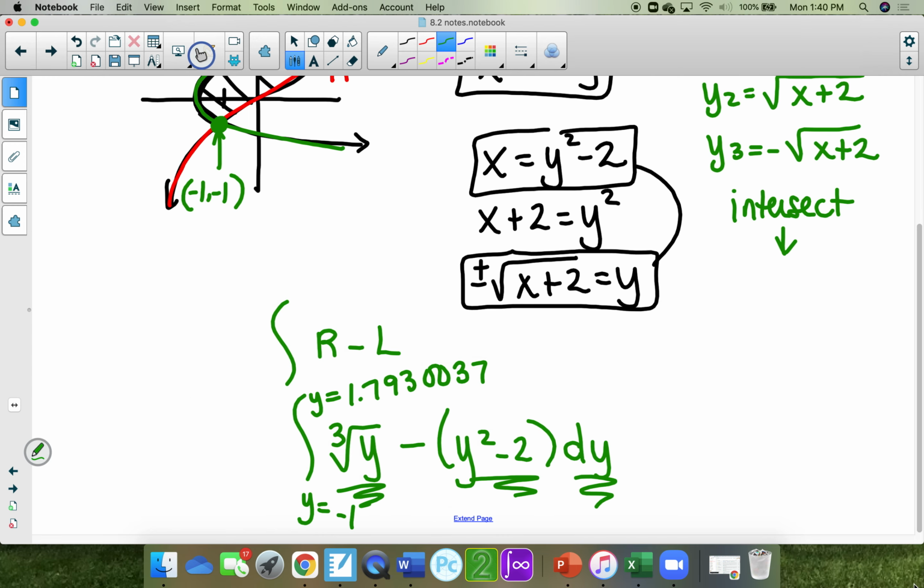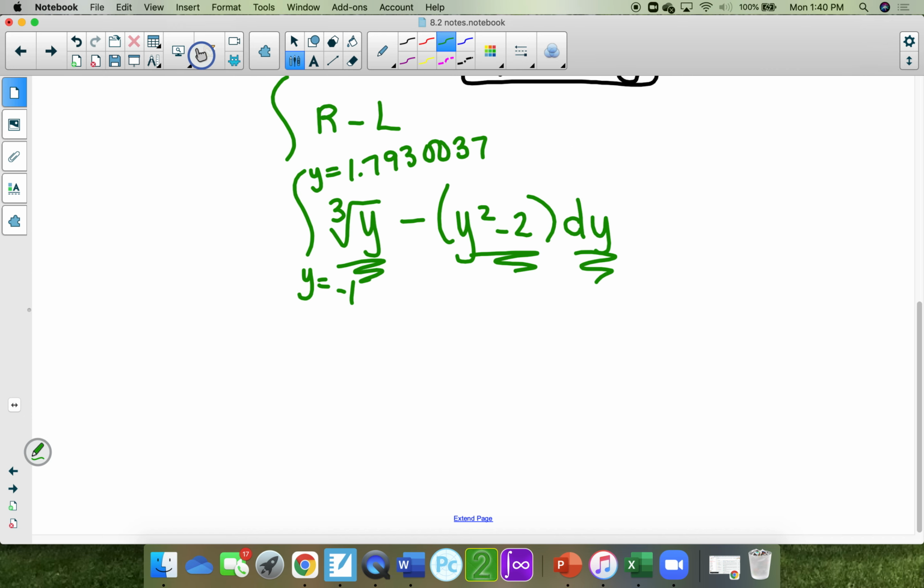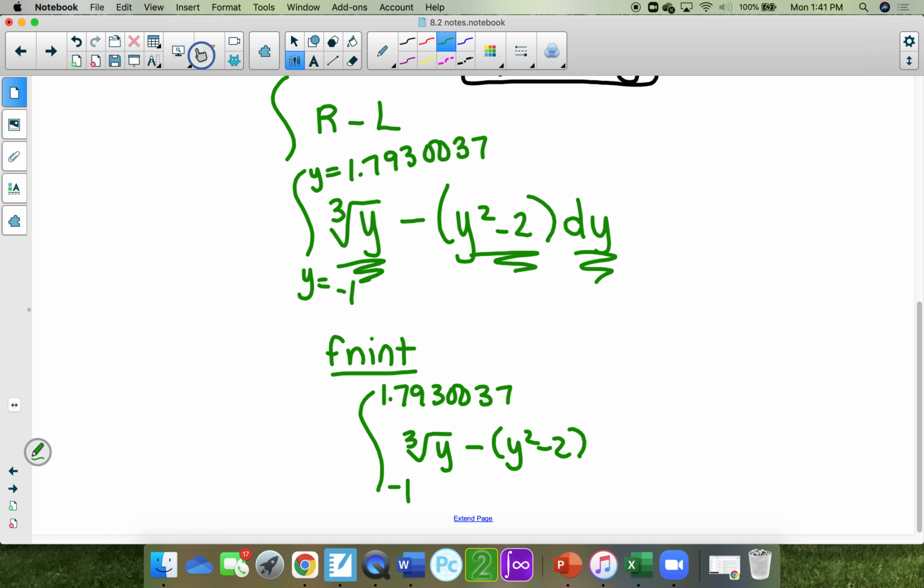And now, if you use your calculator, so how do you use your calculator? You use your FNINT button and find this. Put in a negative 1 down here. Put in 1.7930037. You have an alpha button, and the alpha button will give you the cube root of y if you want to use the y, minus y squared minus 2dy. Put that all into your calculator, and you should get 4.215 unit squared.